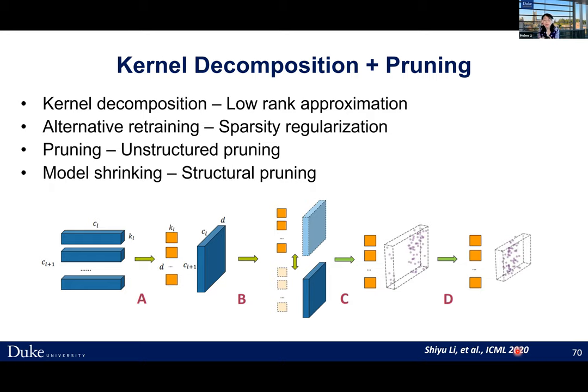Step C is pruning. At this stage, we conduct unstructured pruning. Then step D is model shrinking. It goes back to structured pruning again to regularize what we obtained in step C. So this is just an example of combining various techniques.